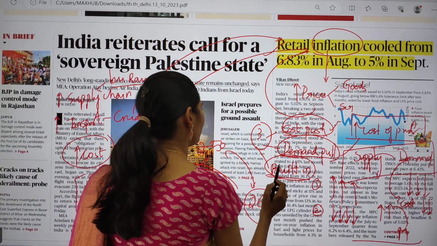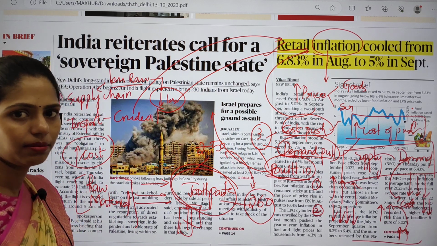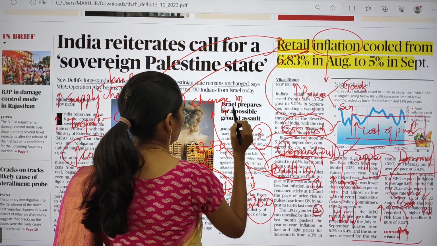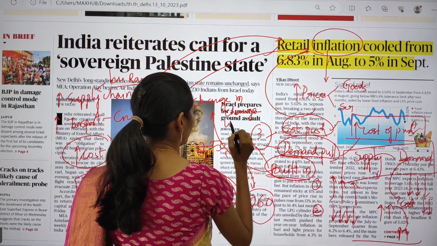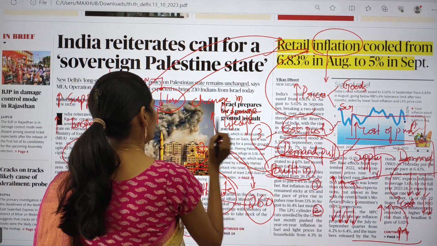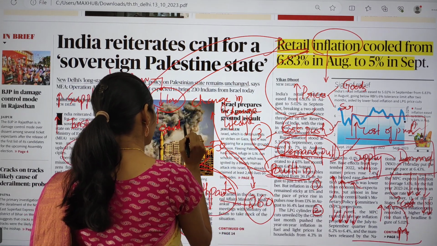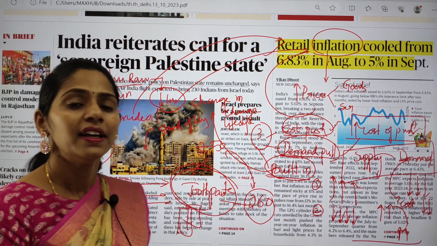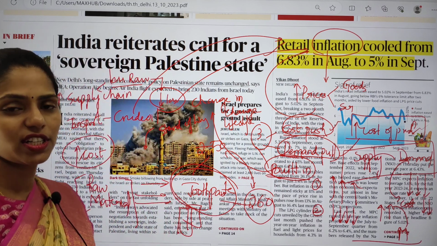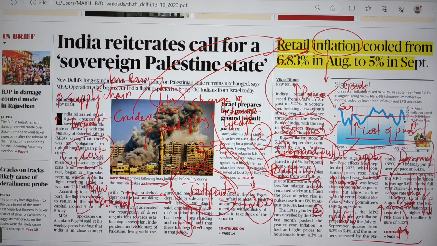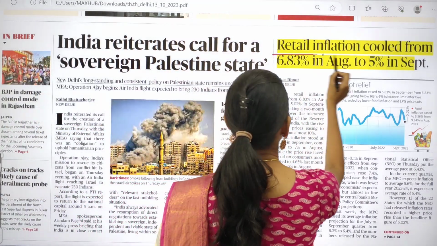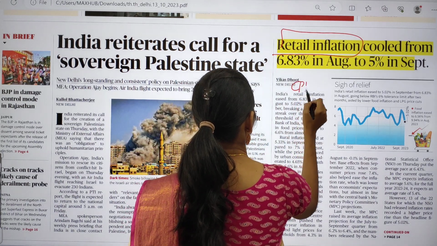And next one is built-in inflation. So built-in is nothing but whenever there is change in lifestyle, whenever there is improving of standard of living, that will lead to increase in the demand for certain goods. That will lead to inflation. So this type of inflation is called built-in inflation. Okay, I hope you understand the concept of inflation. So every year you can get questions regarding this inflation topic. And here you have to know what is this retail inflation, what is this CPI.